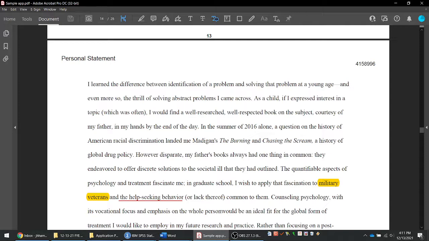And if they were not inspired by what the person said in the personal statement, they will put it off to the side and come back to it if they need to. Because a given professor typically has 5 to 40 people who apply to work with them in a given year, depending on the number of faculty in your program and a bunch of other stuff.